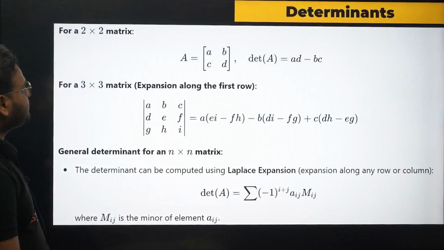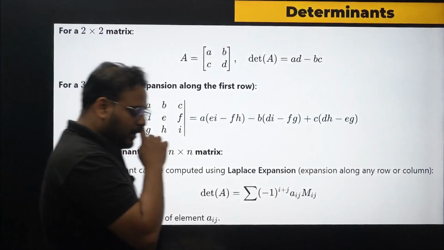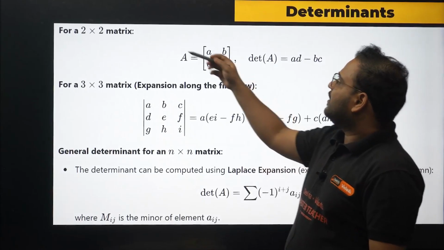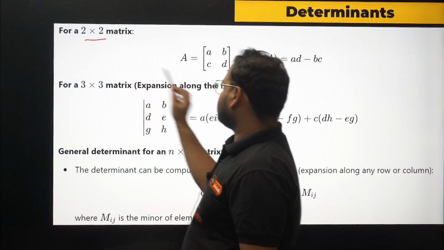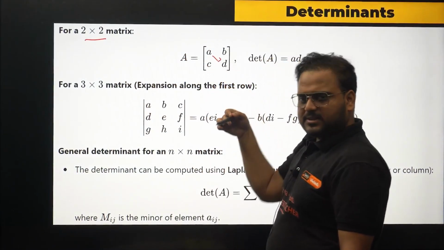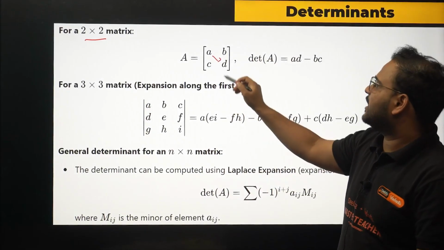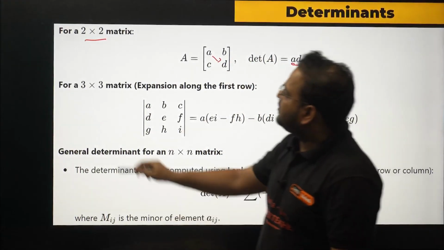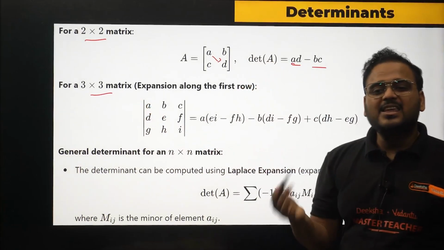Okay, moving on. Determinants. Now we are on to our second last chapter, which is determinant. Again, how do you find that? For a 2 cross 2 matrix, multiply A and D, then subtract. Basically, what method is this? Cross multiplication. AD minus BC.